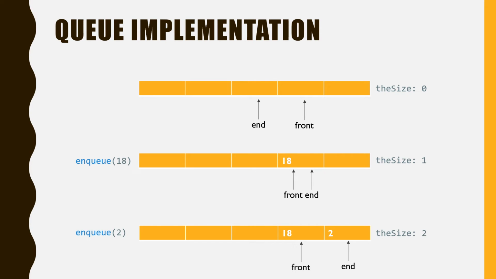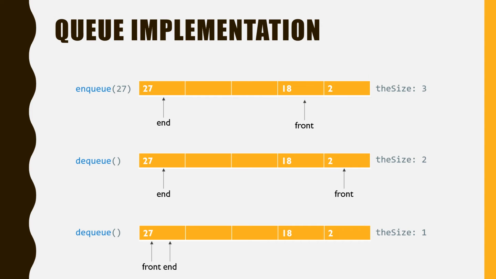The first operation is to enqueue 18, and we first increase the end index by one position and write 18 to the position pointed by the end index. Note that we also need to increase the size. The second operation is to enqueue 2, and we do the same thing as before, increase the end index, write the data, and increase the size.